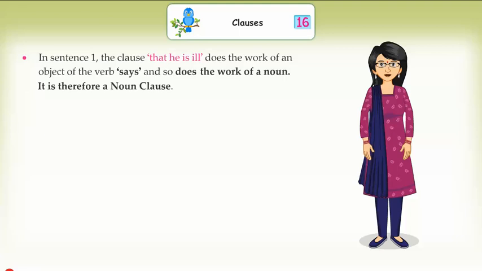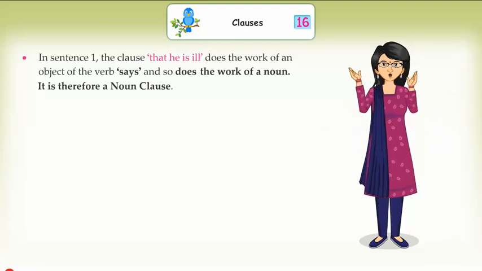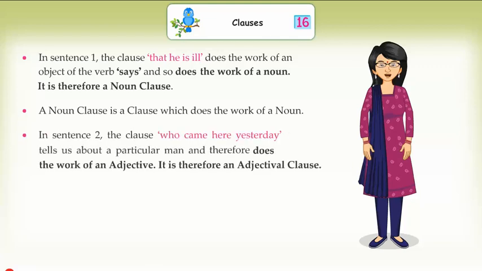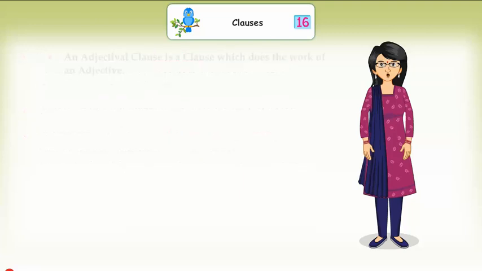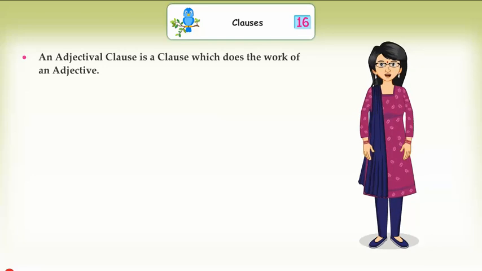In sentence 1, the clause "that he is ill" does the work of an object of the verb "says", and so does the work of a noun. It is therefore a noun clause. A noun clause is a clause which does the work of a noun. In sentence 2, the clause "who came here yesterday" tells us about a particular man and therefore does the work of an adjective. It is therefore an adjectival clause. An adjectival clause is a clause which does the work of an adjective.